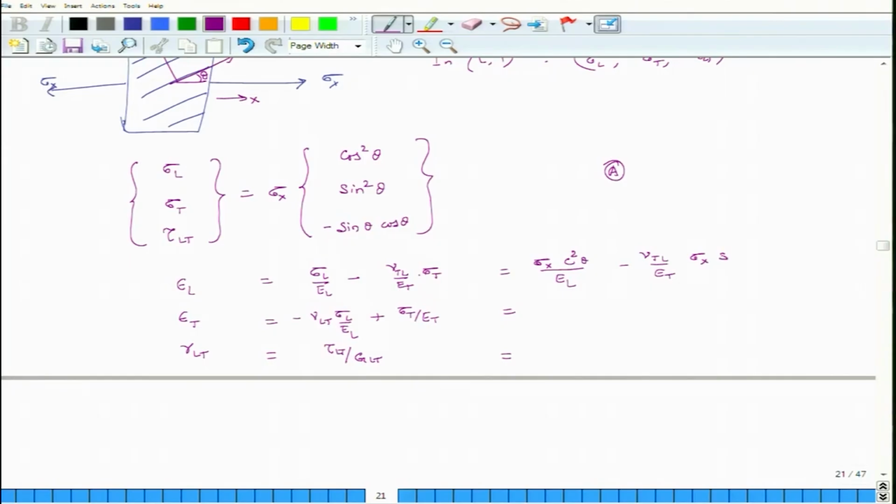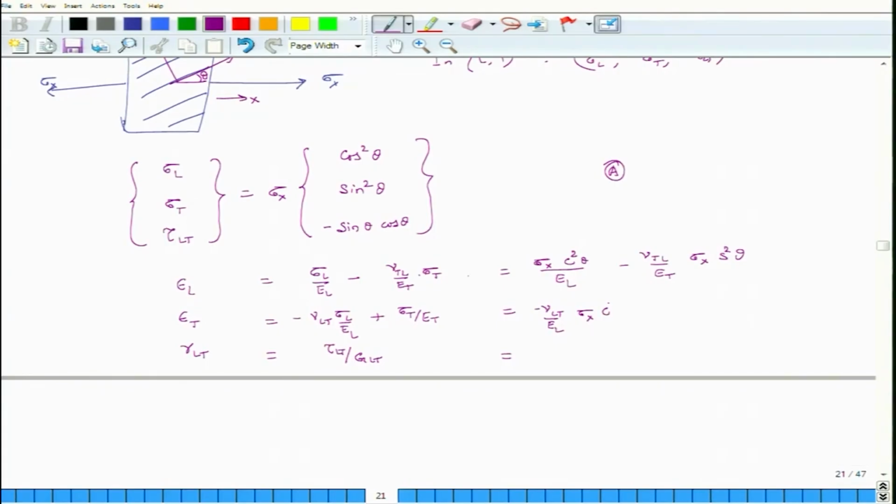So, sigma x sine square theta, and then the third component will be 0 because there is no component of sigma, tau LT. Okay. The transverse strain epsilon T is what? Minus nu LT divided by EL times sigma L, and what is sigma L?